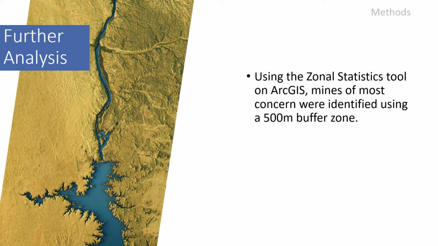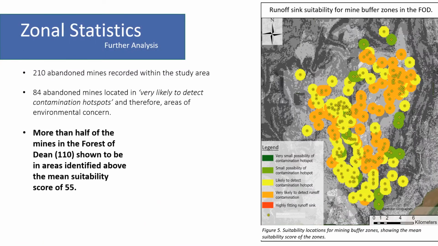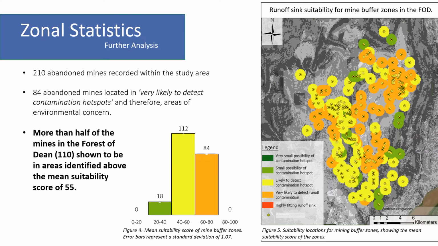This was determined from a study published by Angeliki in 2010. By using the tool, it showed that a total of 84 out of the 210 mines within the study area are located in regions considered as very likely to detect contamination hotspots, and therefore are areas of environmental concern in regard to coal mine drainage, considering the variables in this study.